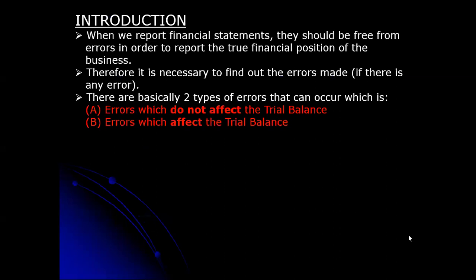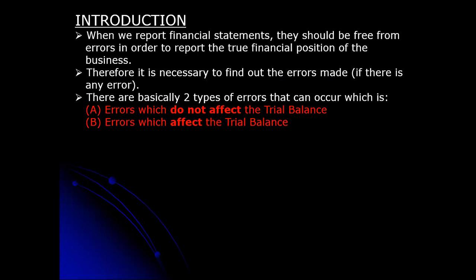Basically we have two categories of errors. Category A, I would call it errors which do not affect the trial balance. What this actually means is that the errors happen, but the trial balance can still balance. Falling back to what I told you in the past, just because the trial balance balances, it does not mean that everything is correct. You can have errors happening which will still cause the trial balance to show the same total, trial balance able to balance.